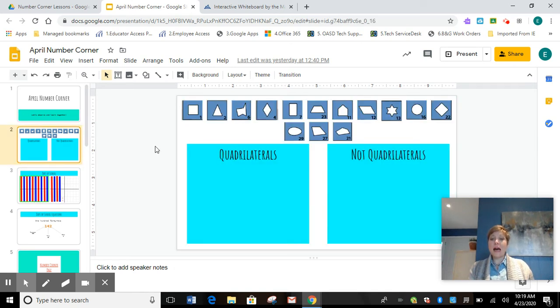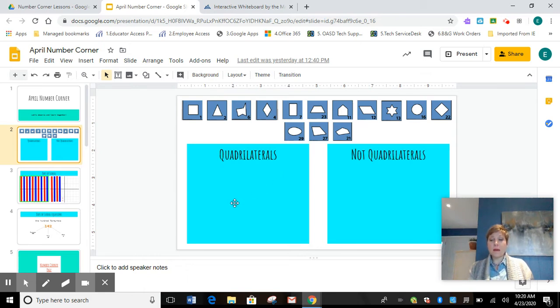First graders, we've talked a lot about different shapes in our calendar this month, and I need your help sorting these shapes. We're going to sort them into two main groups, shapes that are quadrilaterals and shapes that are not quadrilaterals. What is a quadrilateral again? Yes, a shape with four sides and four vertices or four corners. Those are shapes that are quadrilaterals.